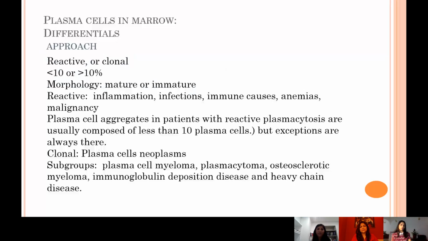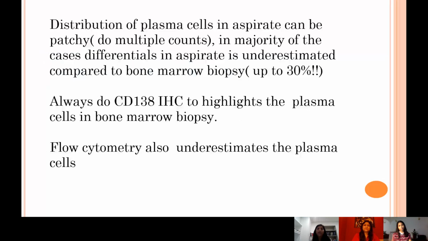There are various reactive conditions where we can see reactive plasmacytosis. For example, chronic inflammations, infections, various immune causes, anemias, and some malignancies. In aspirates, if there is a reactive plasmacytosis, there would be aggregates of fewer than 10 plasma cells, but exceptions are always there. If those cells are clonal, then we have plasma cell neoplasms, and for the subgrouping we can say these are plasma cell myeloma, plasmacytoma, osteosclerotic myeloma, immunoglobulin deposition disease, or heavy chain disease.